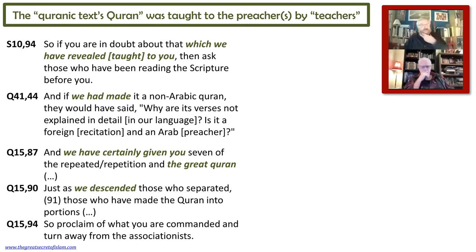In Surah 15, I have a few verses, 87, 90, 94. We have certainly given you seven of the repeated, or seven of the repetitions of the great Quran. There is a great Quran, and it is being taught by someone or by some people to the preacher. They have certainly given the preacher seven of the repetitions of the great Quran, seven of the passages of the great Quran. Just as we descended, those who separated, those who have made the Quran into portions, so proclaim what you are commanded and turn away from the associationists.